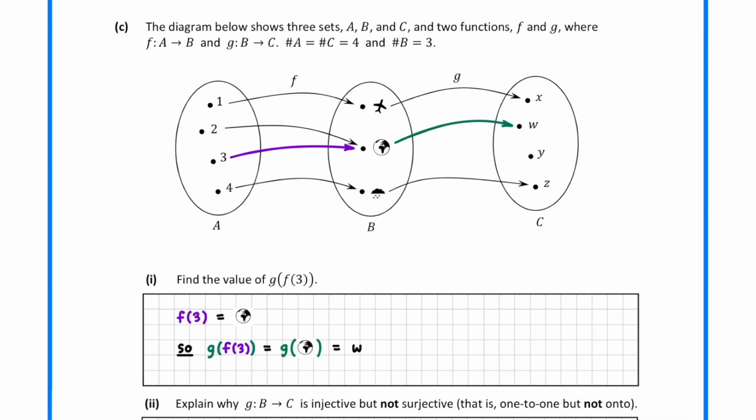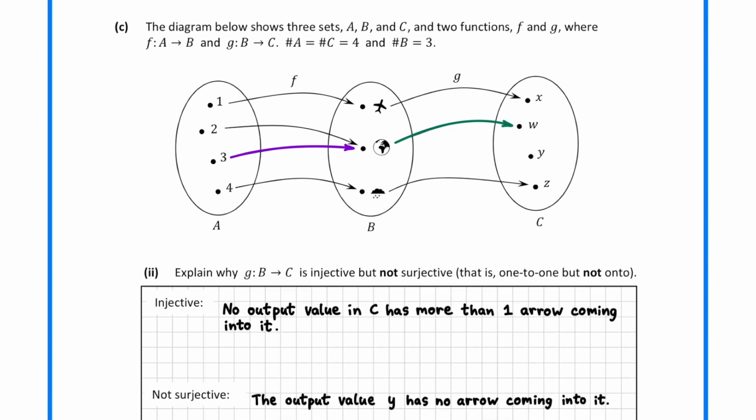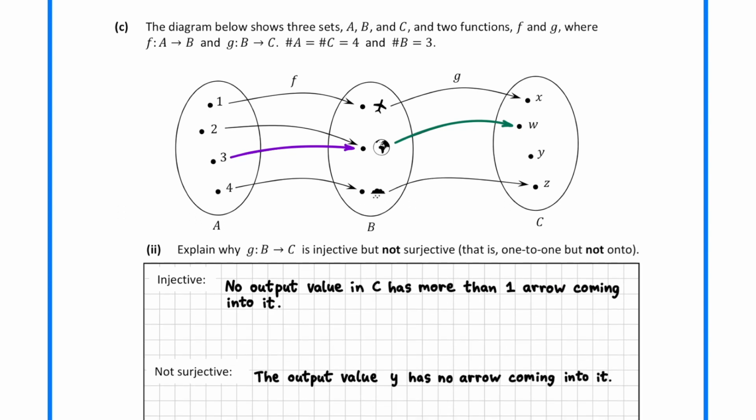C involves functions. In part 1, we must apply f and then g to an input value of 3. f maps 3 to the icon of the world, and then g maps the icon of the world to w, so that's our answer. To solve part 2, we must show that g is injective but not surjective.